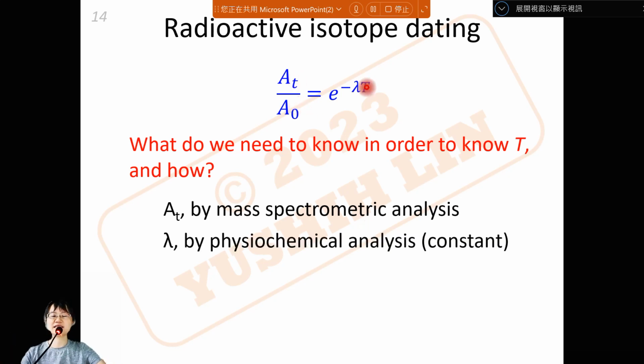Lambda is the decay constant. And this one is also okay. You might say, yeah, we can look it up on Wikipedia, then we know what lambda is. But then you must ask, how did previous people know lambda? Apparently, this is something that needs to be measured. You need to measure it using physiochemical analysis.